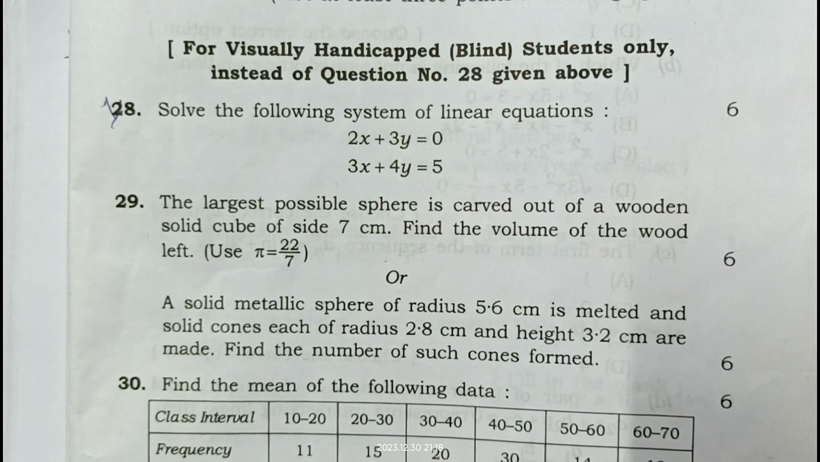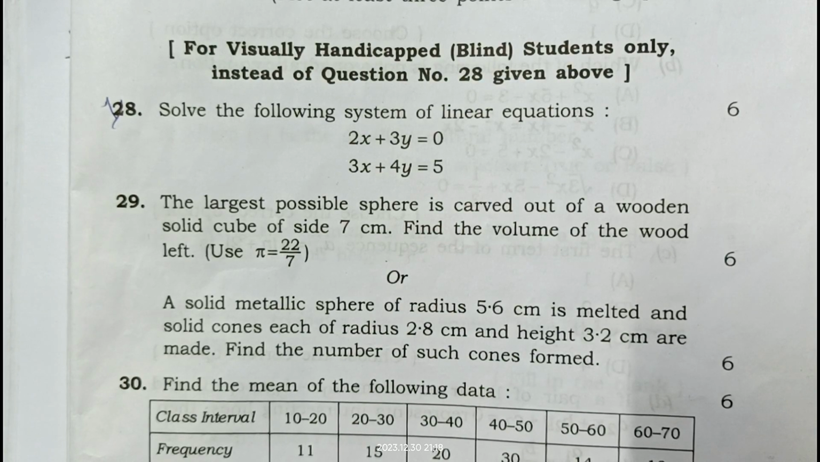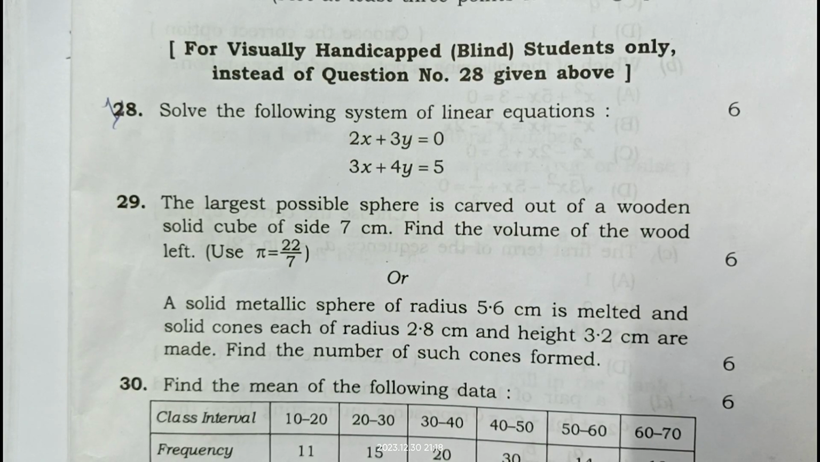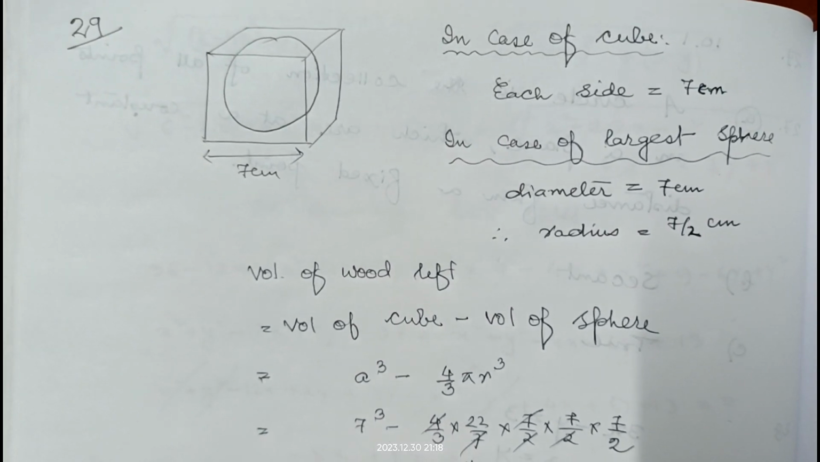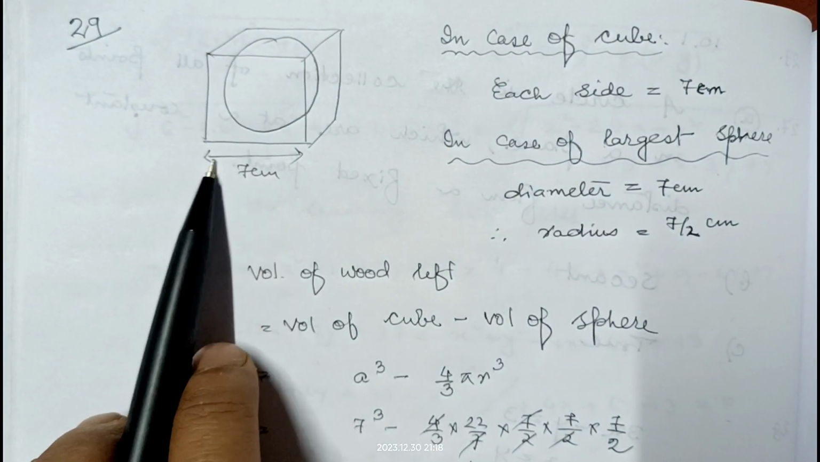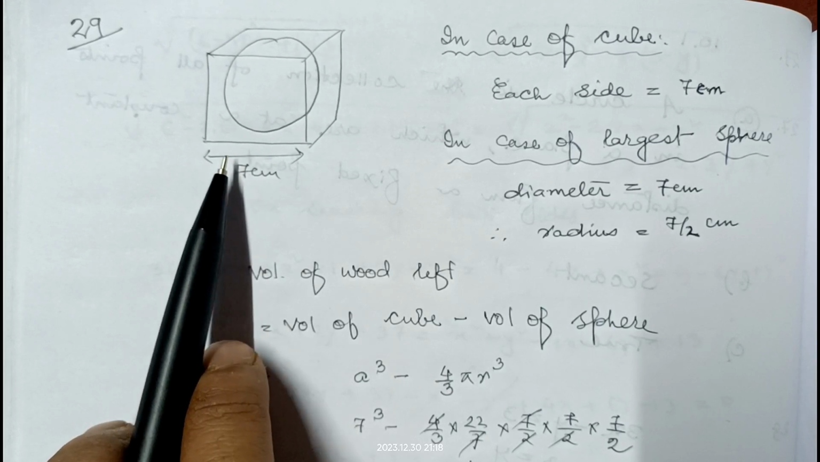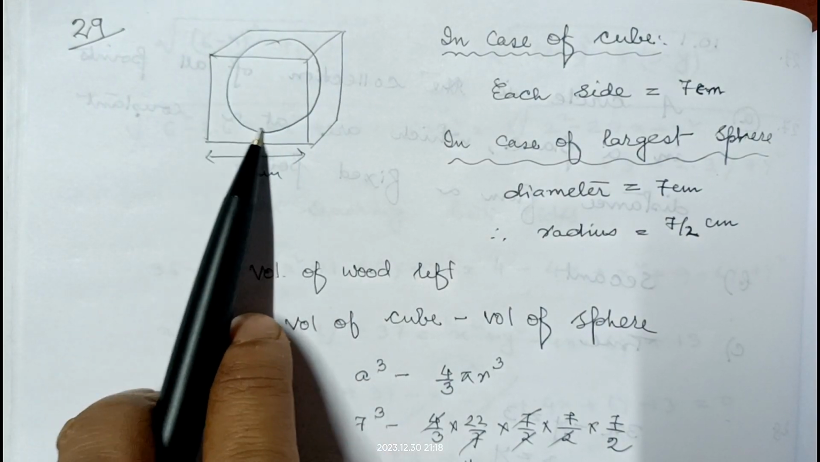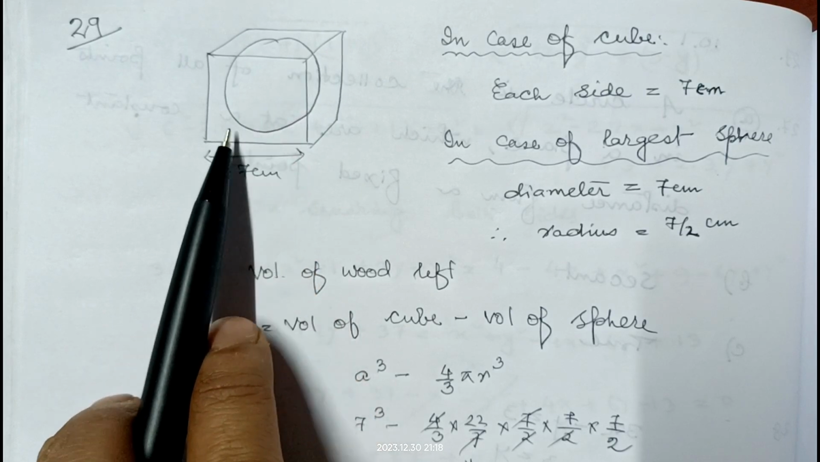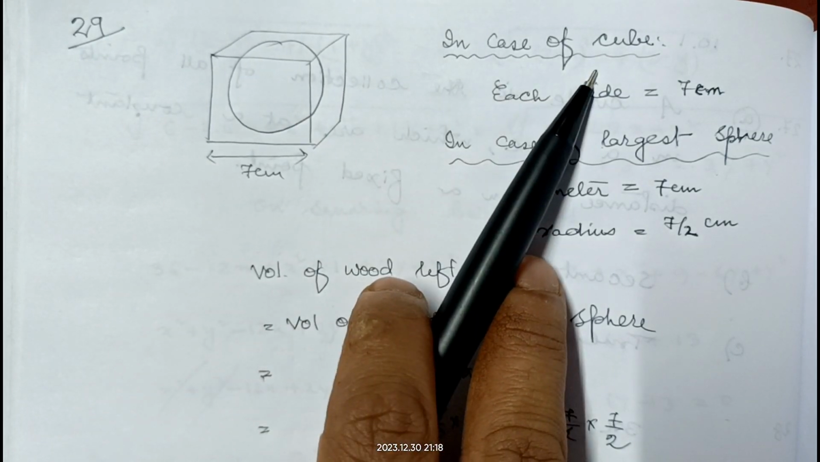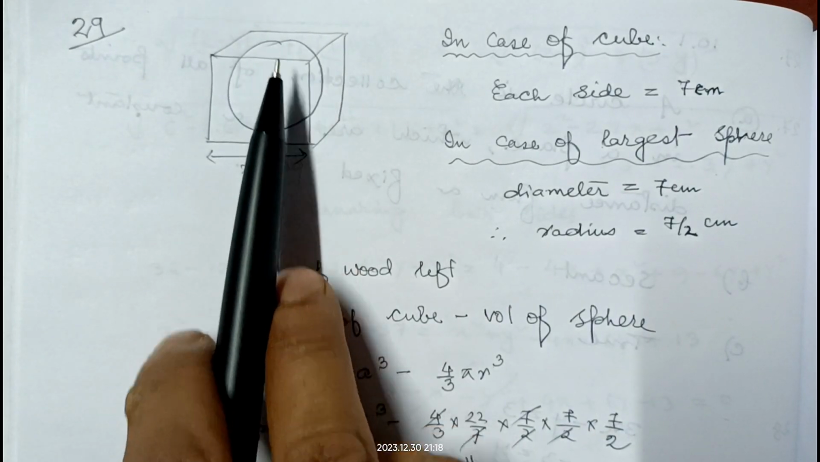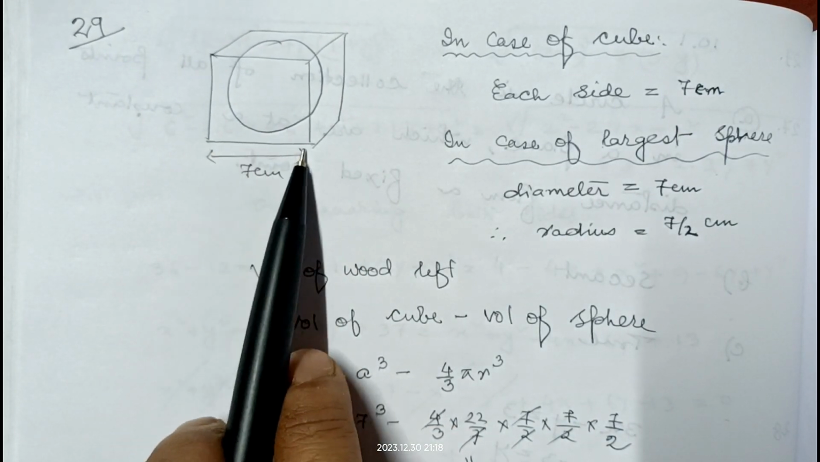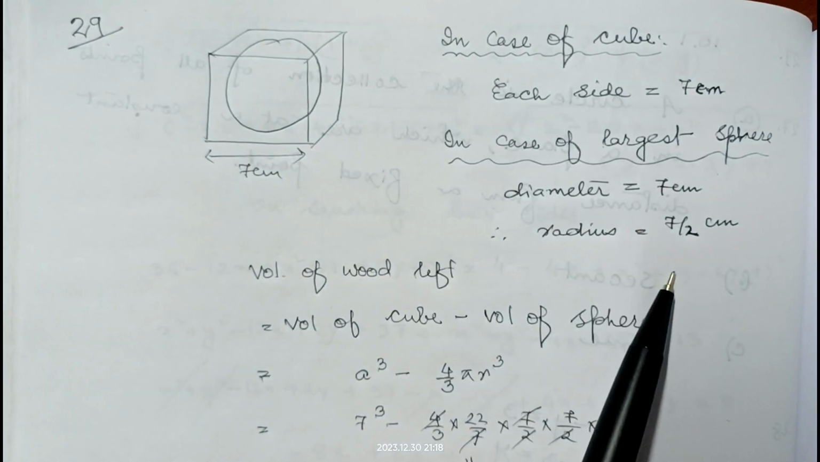Question number 29. The largest possible sphere is carved out of a wooden solid cube of side 7 cm. Find the volume of the wood left, and we have to use pi equal to 22 by 7. So here it is given that we have to take a cube whose each side is 7 cm. Now we have to carve out a sphere from it. We have to find the volume of the wood left. So in case of the cube, it is given each side is 7 cm. In case of largest sphere, diameter will be 7. Since diameter is 7, so radius will be half of it, 7 by 2.